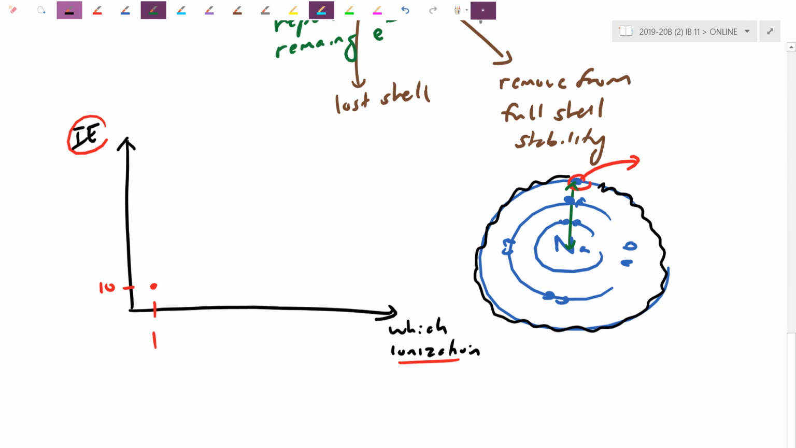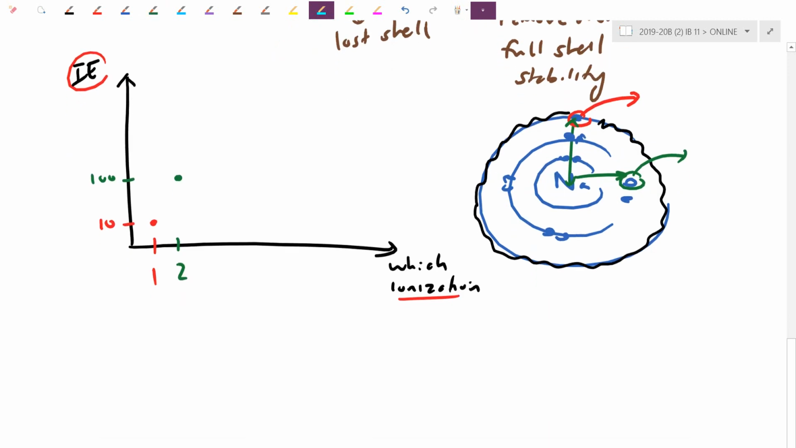As I come back for the second electron, because sodium has lost its third shell, the second electron I come back for has to be on shell number 2. In fact, it has to be a p electron. That shell number 2 is a lot closer than, say, shell number 3. The second one will be significantly harder than that first one. So when I go to the second ionization, maybe I'm up to 100. Maybe I'm up to significantly harder.